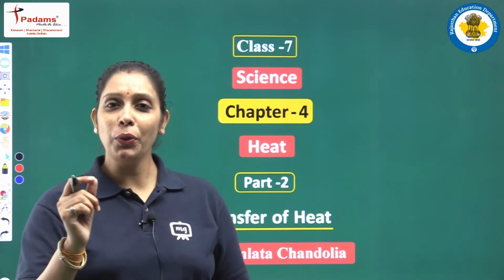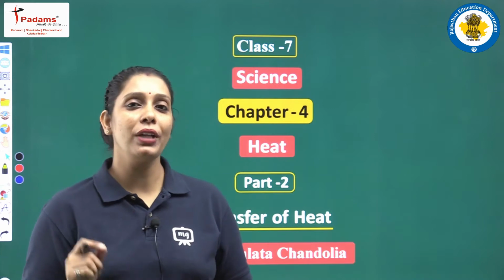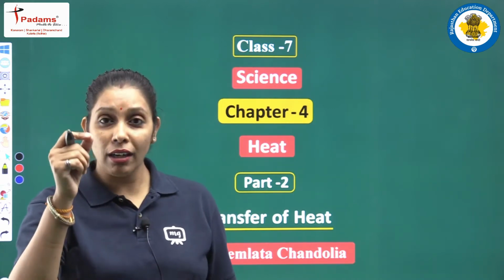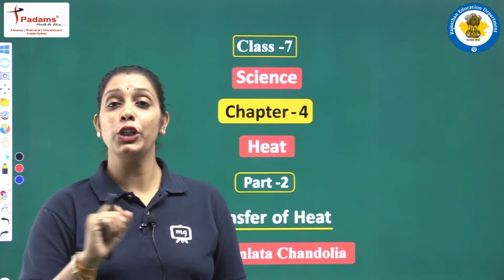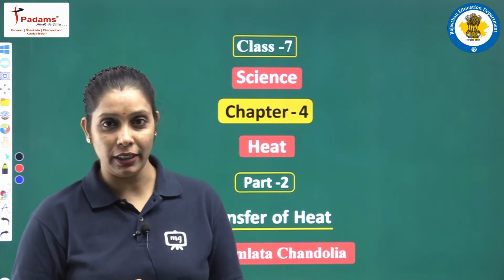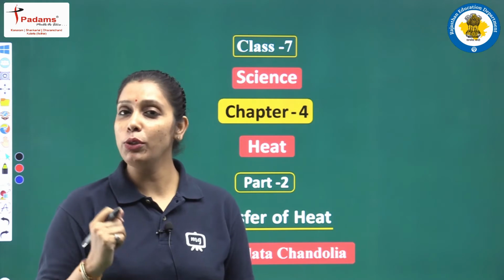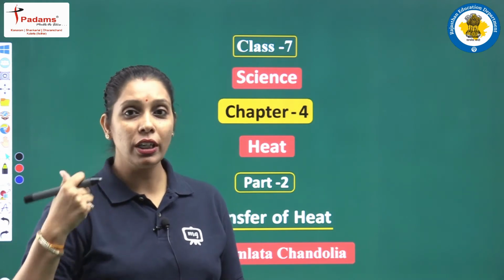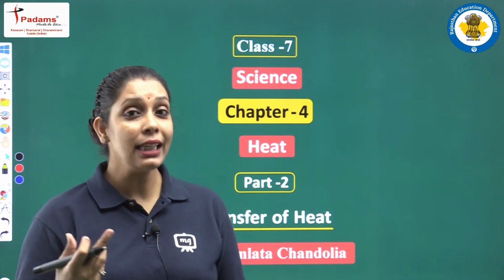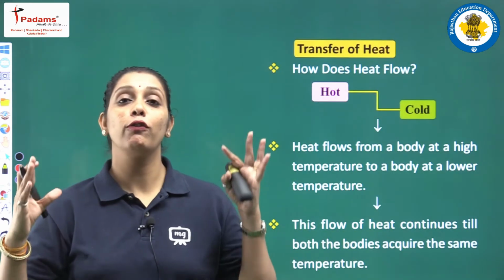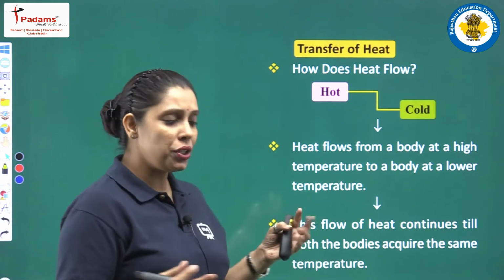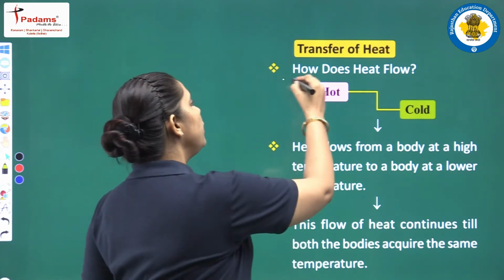Students, do you remember an example which we had discussed in an earlier video, that a spoon is dipped into a hot cup of tea, and after some time you observe that the spoon becomes warm? वो चम्मच गर्म हो जाती है. How does it happen? It is just the flow of heat. So students, there is a question: how does heat flow?